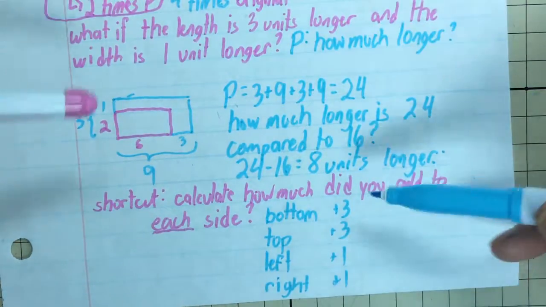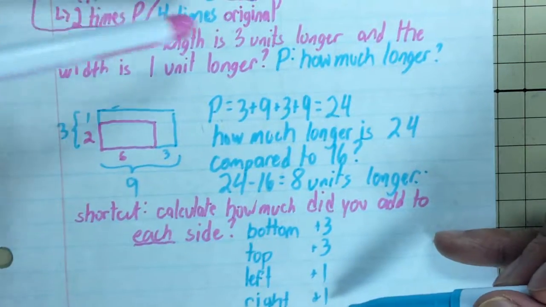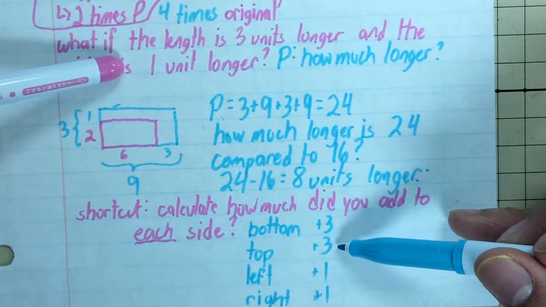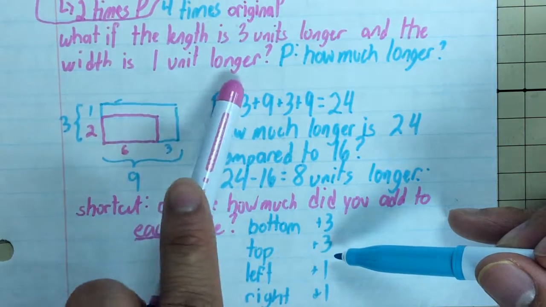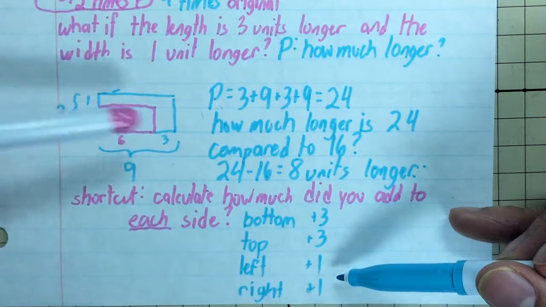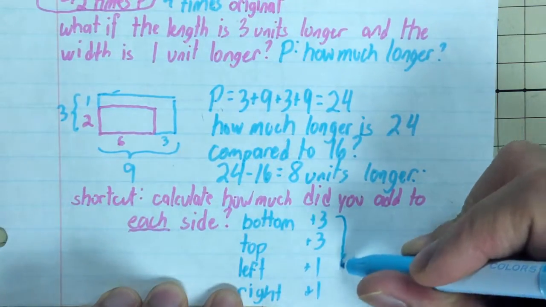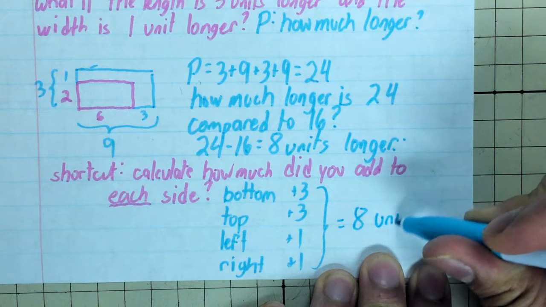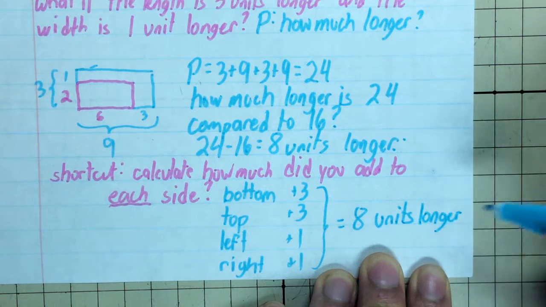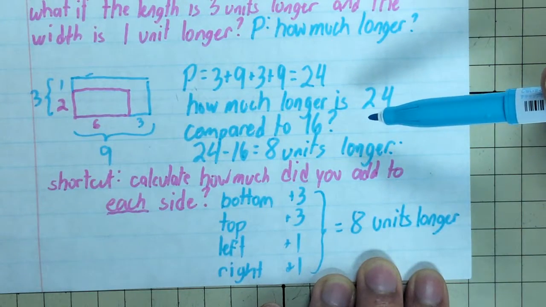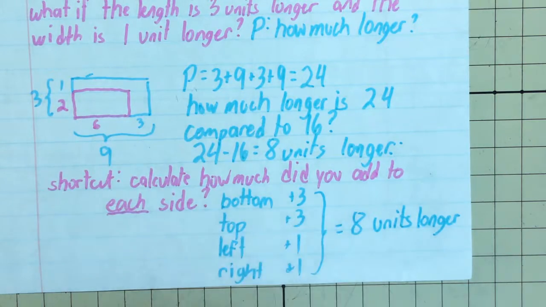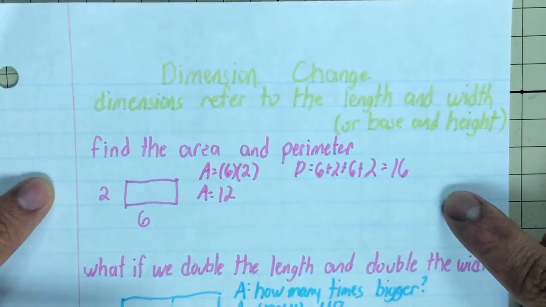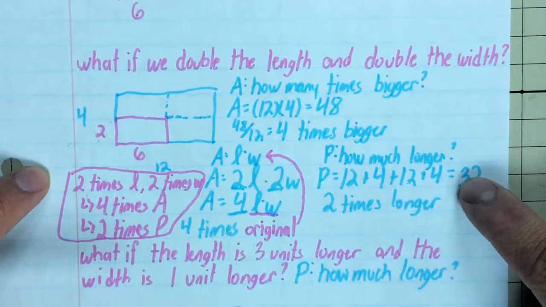Okay, let me express that again. My original is 6. The question up here says I added 3 to this bottom side, which means I also added 3 to the top side. Top and bottom are the same. And then the statement here says the width is 1 unit longer. So I added 1 unit on the left, which means 1 unit on the right. And all together, add this all up. 3 plus 3 plus 1 plus 1 gets me 8 units longer. Which is the same as manually calculating that perimeter. Right? So there you have it. Dimension change. Dimensions, length and width. We can calculate the area, and then as we change it, what happens to my new area and to my new perimeter.